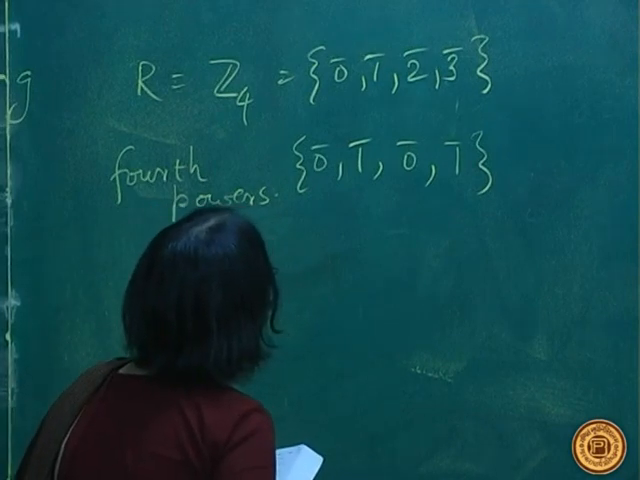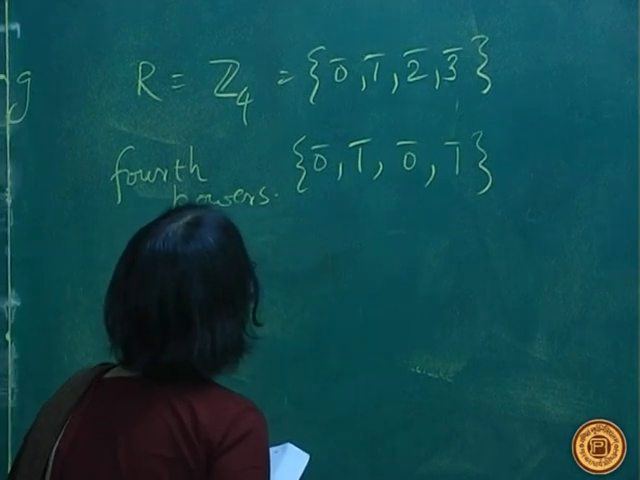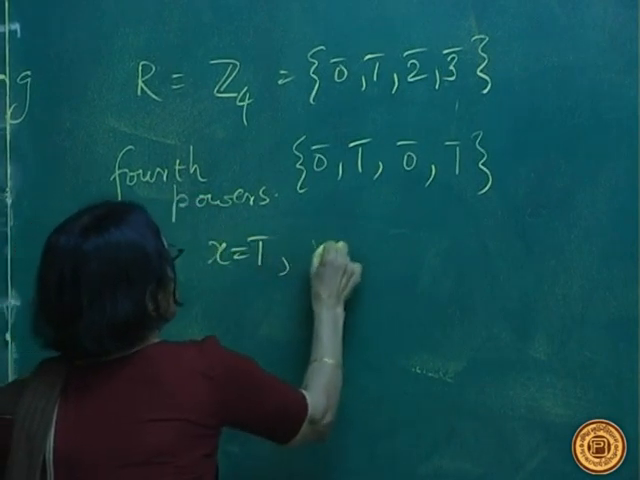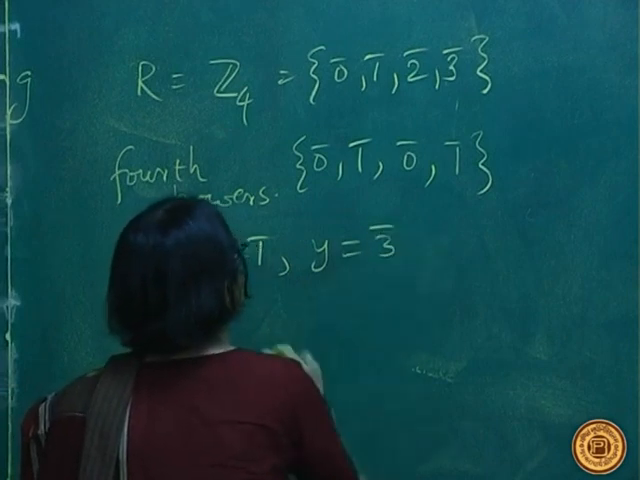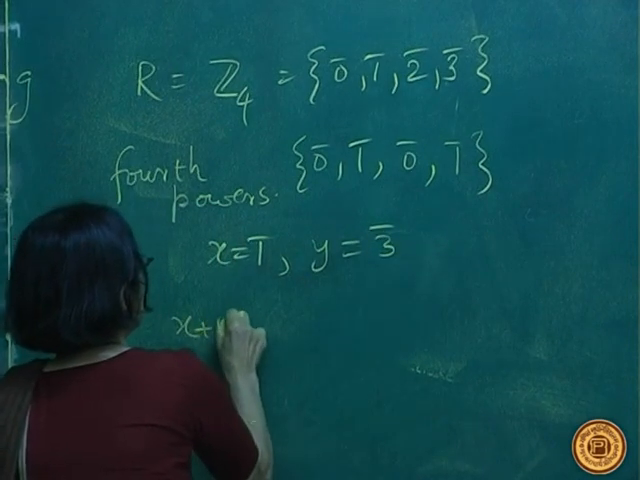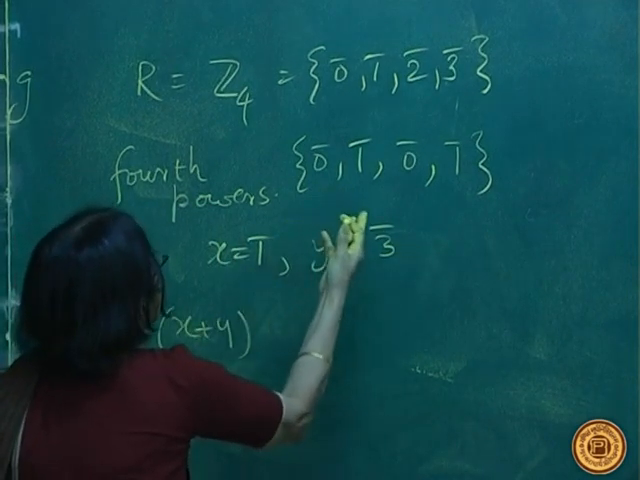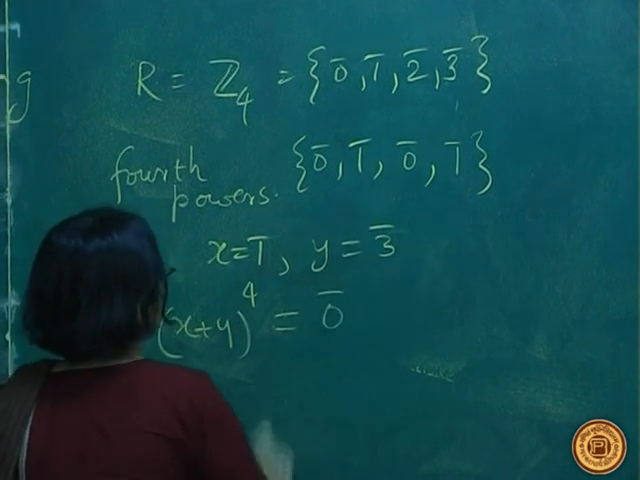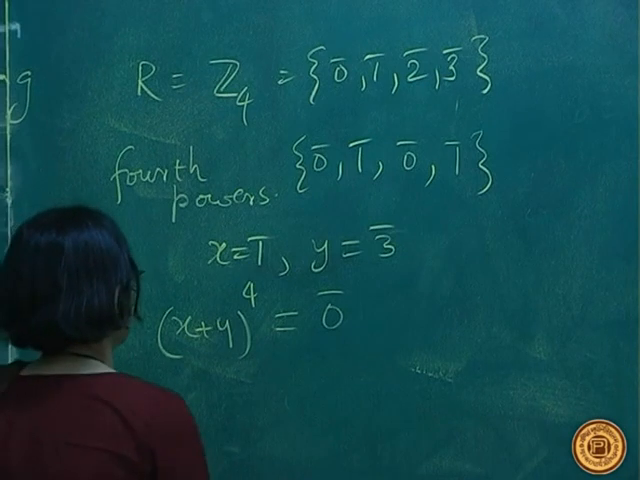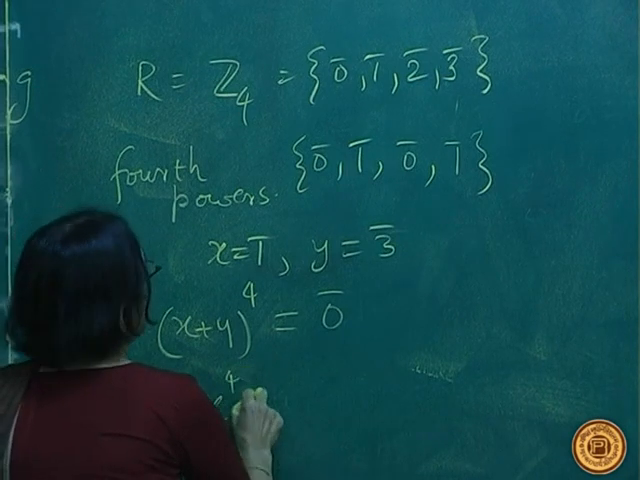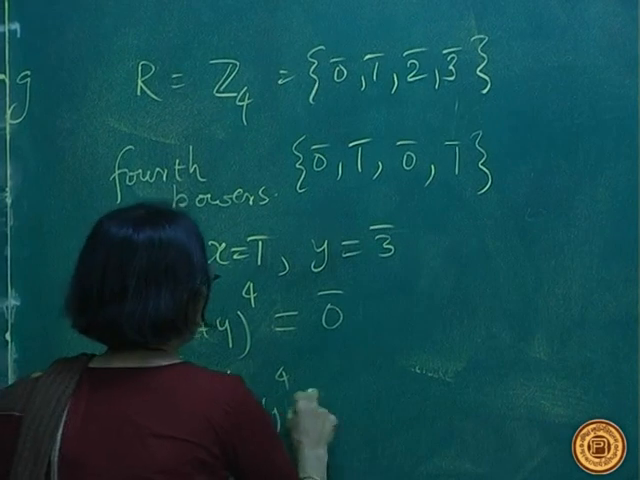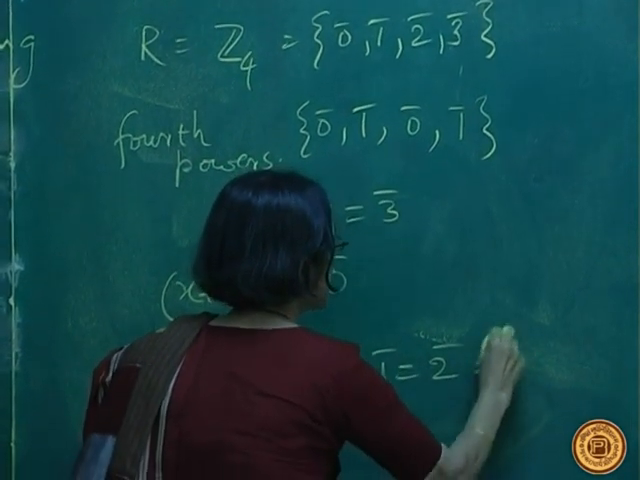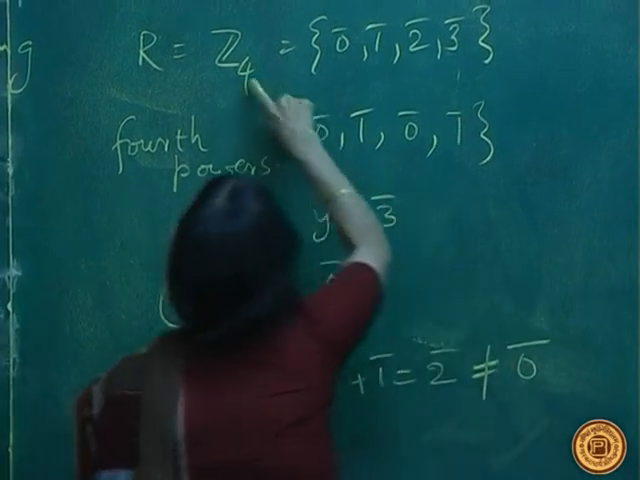Then what do we take? Shall we take 1 and 3? Yes. x as 1 bar and y as 3 bar. Then x + y itself is 0, so that raised to 4 is 0. But what is x^4 + y^4? That is 1 bar + 1 bar, which is equal to 2 bar, and that is certainly not 0 bar in Z4.